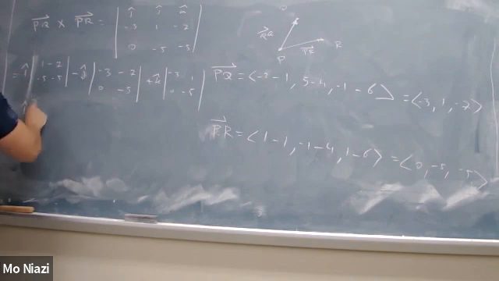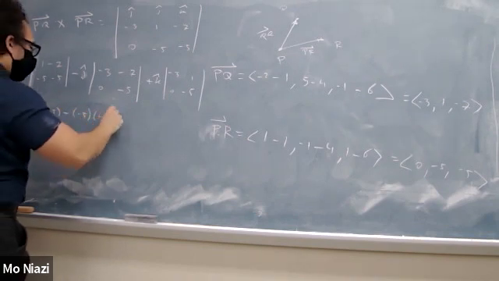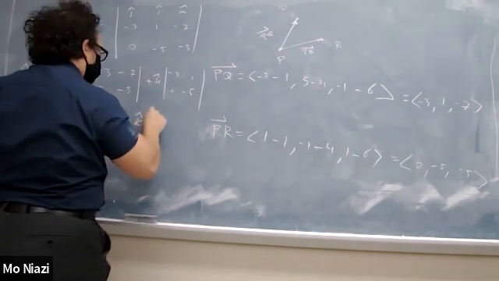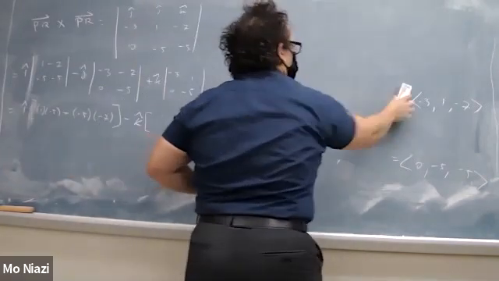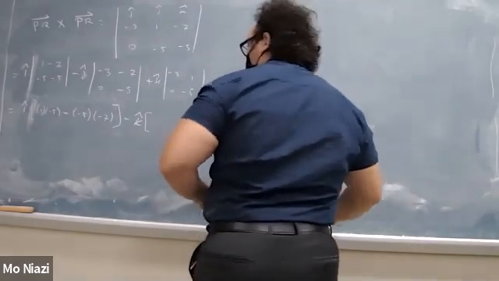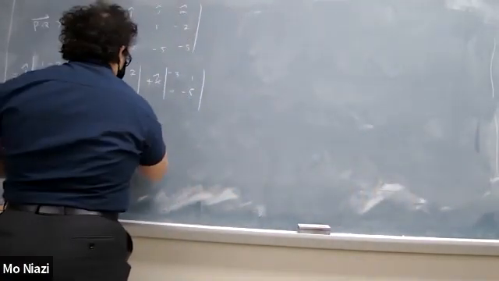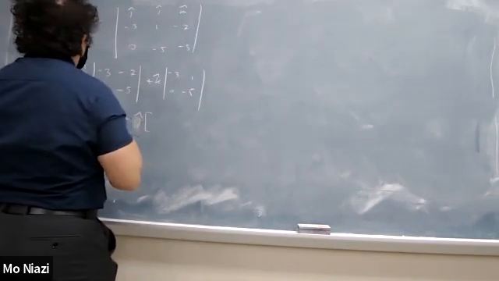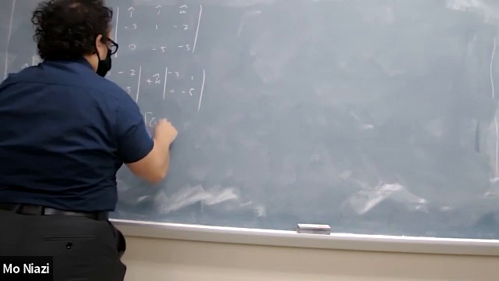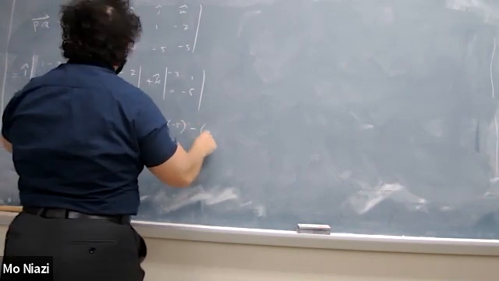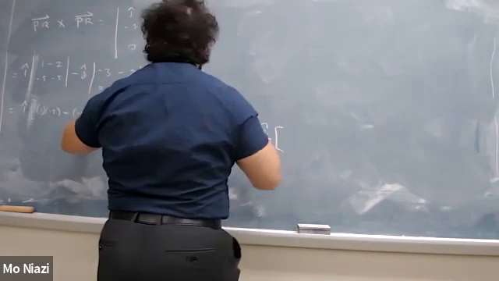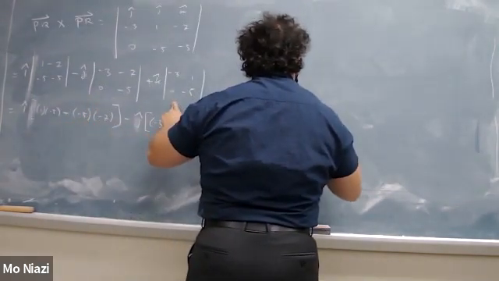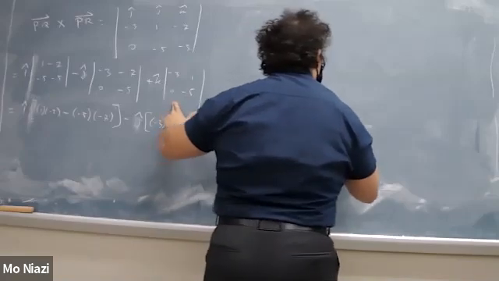So this is 1 times negative 5 minus negative 5 times negative 7, minus K hat times, and I will have to delete this right here. Oh, I wrote K hat again. I mean J hat. Okay, minus J hat times this determinant. So negative 3 times negative 5, minus 0 times negative 7, plus K hat times negative 3 times negative 5, minus 0 times 1.